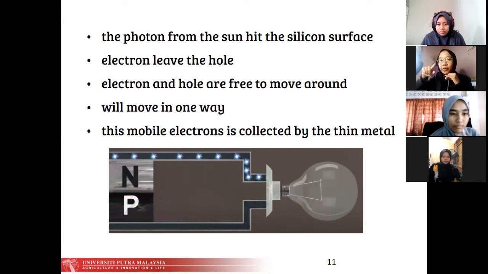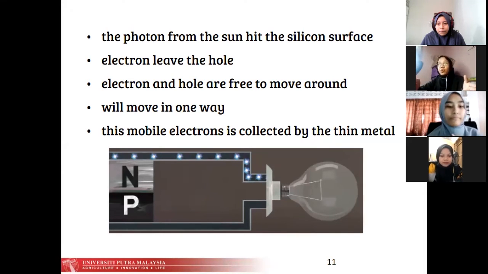These mobile electrons are connected by a thin metal at the top of the cell, so they can flow through the external circuit to do electrical work, and they go back to their original position. And that's how solar energy works, and it will be repeated many times.